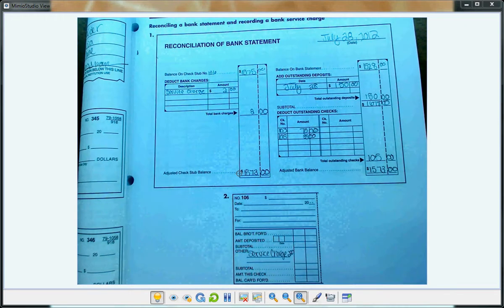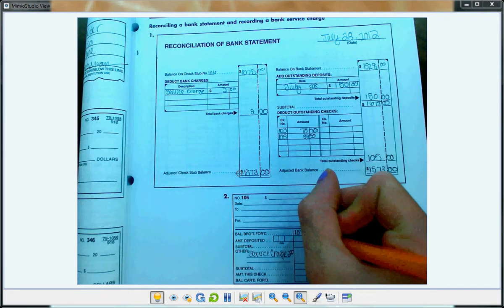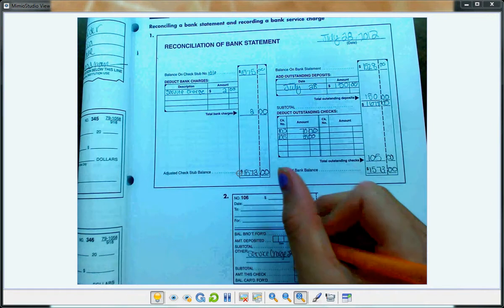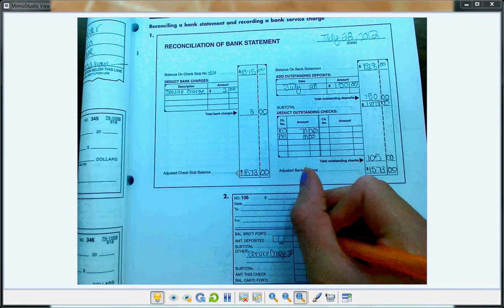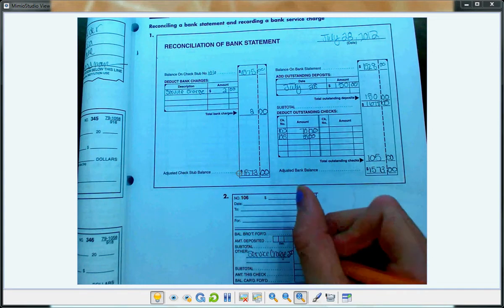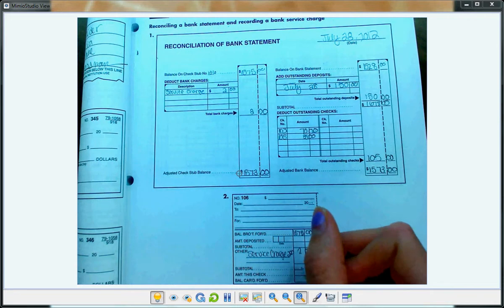And then we know that our balance on that check stub, so balance brought forward, is $1,575. Okay, because they told us that in the book. And we already did that on our statement. So then where we have that big box, we want to write our $2 out there. Yes. And then we're going to subtract that. And so our subtotal there is $1,573.